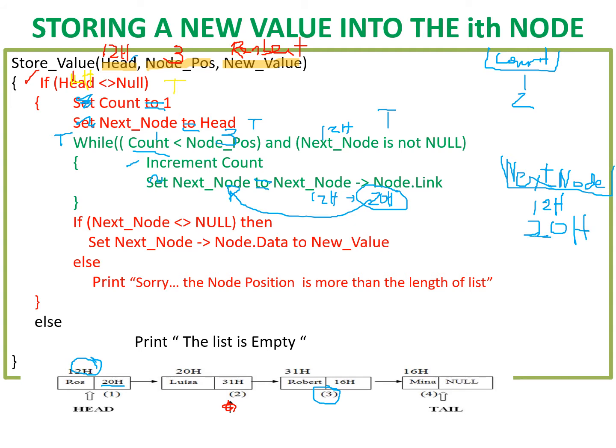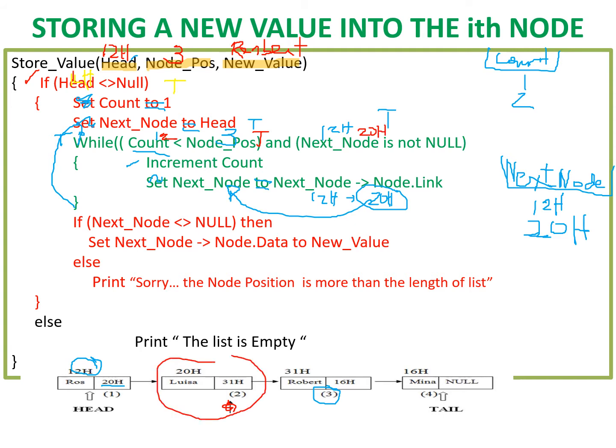Okay? Next, we just go back to the while condition. Okay? Count this time is 2. Is 2 less than 3? Again, that is true. And next node is now 20h. So 20h is not null.